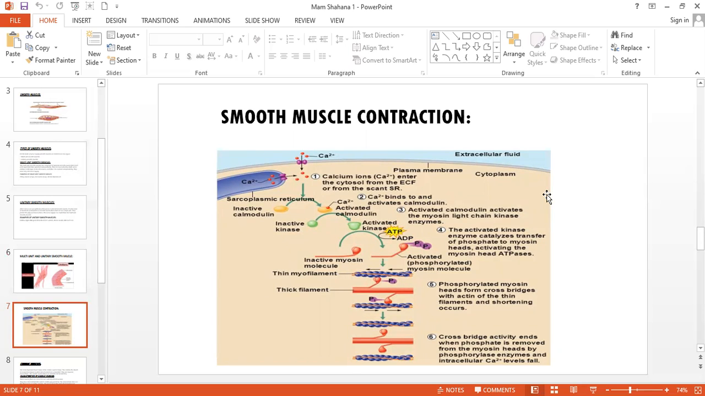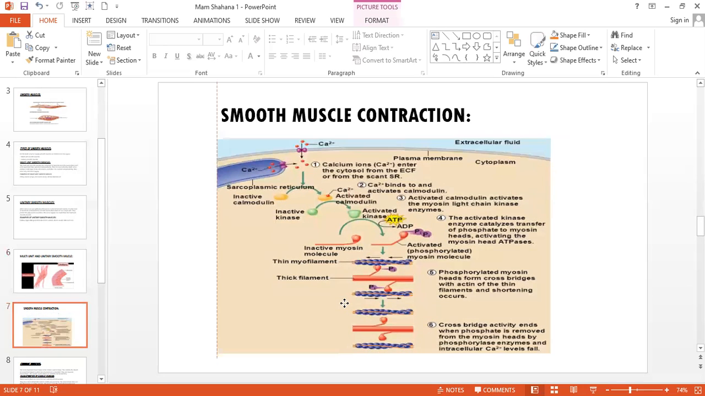Cross bridge activity ends when the phosphate is removed from the myosin heads by phosphatase enzyme and intracellular calcium levels fall. So in this way, we talk about smooth muscle contraction step by step, and it is clear in this diagram how the smooth muscles contract.